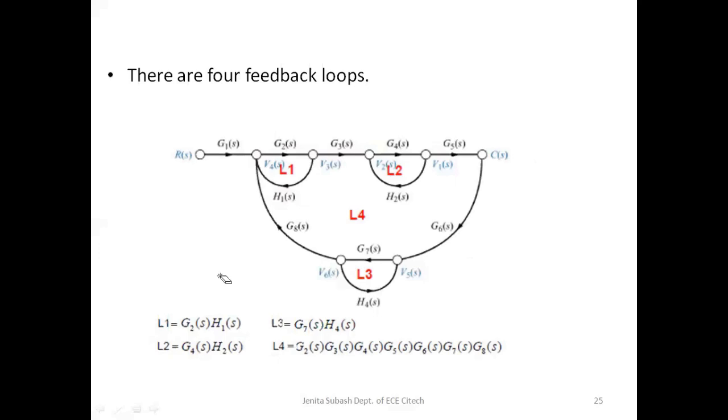Then step 2, we have to consider all individual loop gains. In this signal flow graph, we have 4 individual loop gains, L1, L2, L3 and finally L4. L1 is equal to G2H1, L2 is equal to G4H2, L3 is equal to G7H4 and L4 is equal to G1, G2, G3, G4, G6, G7, G8. So we have 4 individual loops and we have found the individual loop gains also.